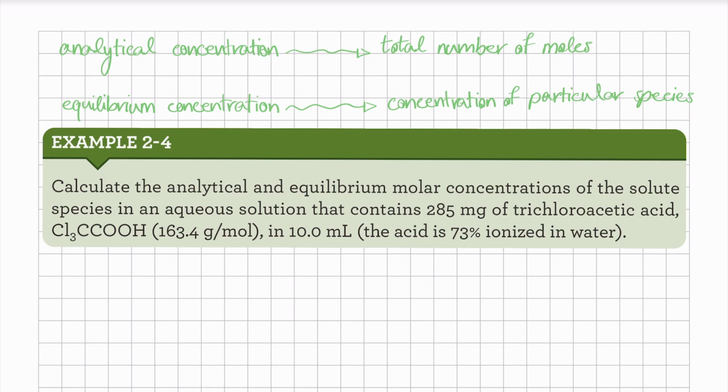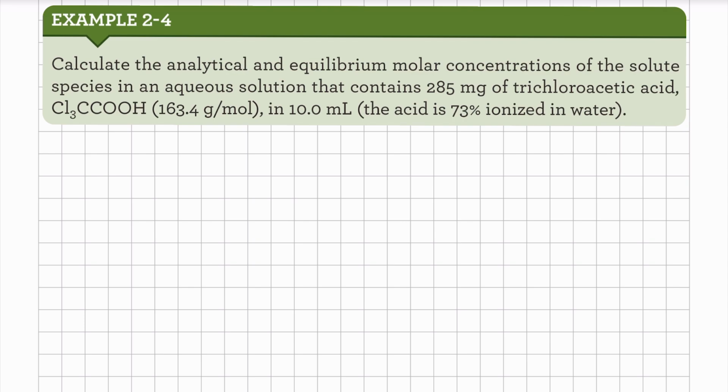Fine, let's find out the difference between analytical concentration and equilibrium concentration. The definition for both of these concepts is Nx divided by V. But what is the difference? In analytical concentration, we are looking for the total number of moles of one species. However, in equilibrium concentration, we are looking for the concentration of a particular species. That's fine. To understand this better, let's jump to this question.